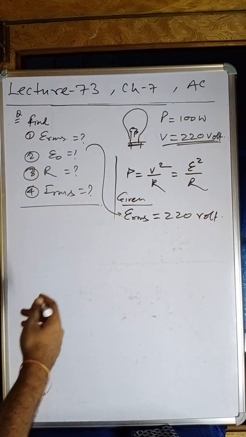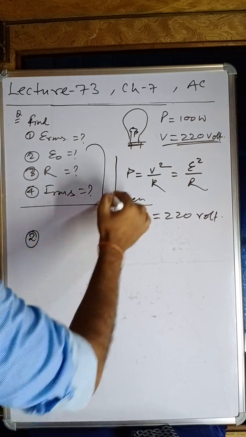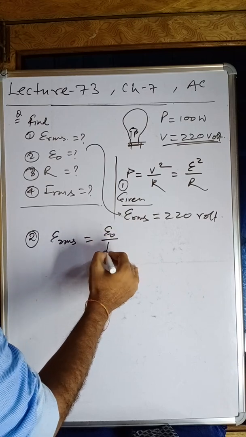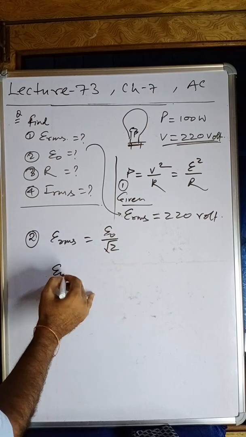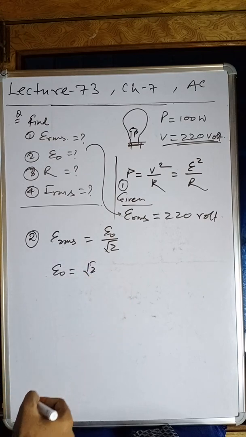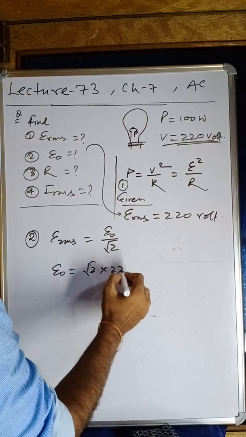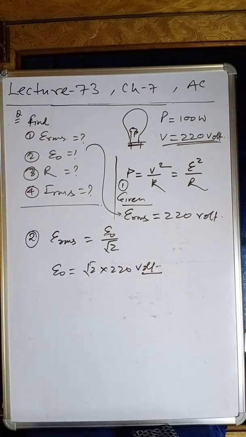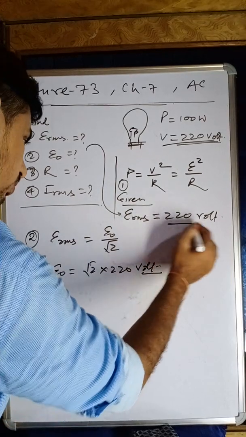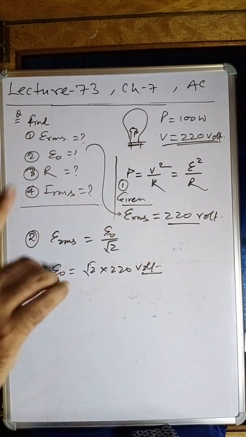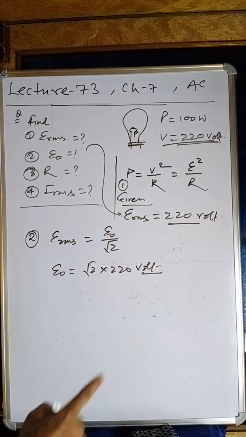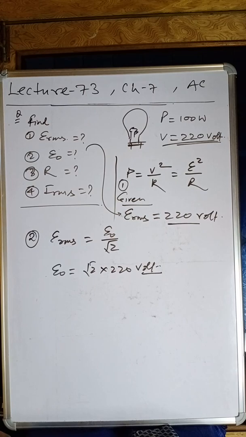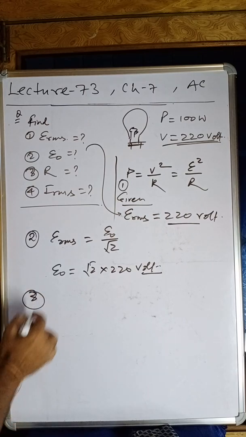Now the E0, we know that ERMS, as we have studied, is E0 by root 2. It means E0 will be root 2 times, that is 1.4 times 220 volt. In your household, remember, the peak voltage is not 220 volt. Because that is AC, alternating current, the peak voltage you get is 220 times root 2.